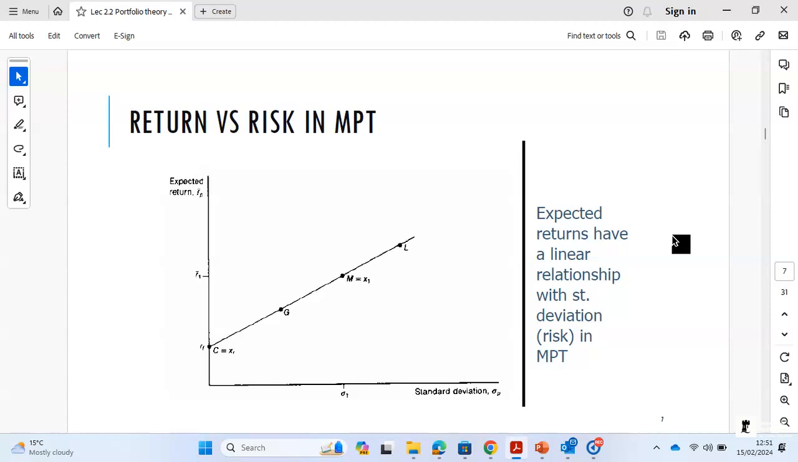And so this line shows the relationship between risk and expected return. So what does it show? As the risk goes up, the expected return should go up, right? As the risk goes up, your expected return should also go up, right? So this shows the relationship between risk and return.